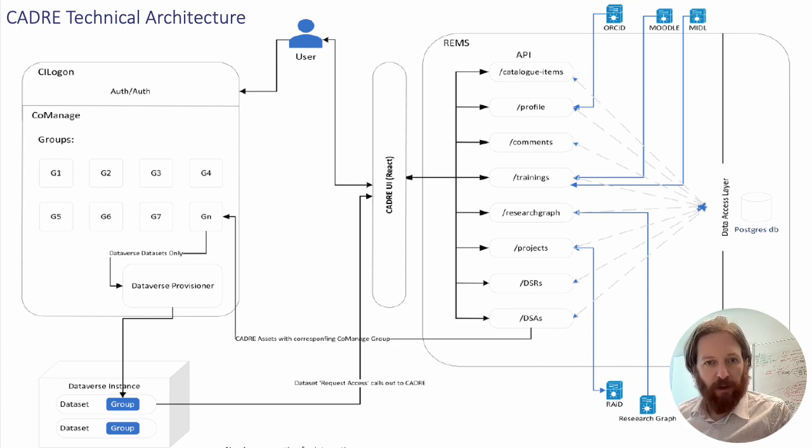Looking at the other side of the diagram, CADRE includes a custom user interface, and this is built on REMS, Resource Entitlement Management System, which is an open source tool that was originally designed to manage researchers' access to bioinformatics databases. This system includes extensive APIs, and CADRE has already established connections to a number of external services, including ORCID.